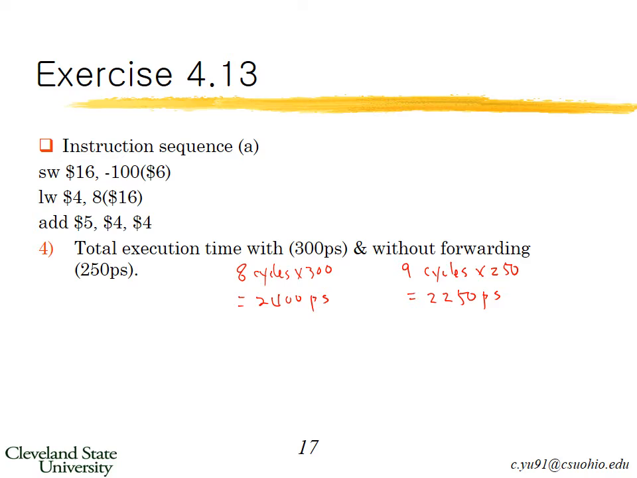So with the forwarding, because of that, we just have 8 cycles to complete those 3 instructions. And without the forwarding, because we need the 2 no operations, it becomes 9 cycles. So multiply with the cycle times, 300 picoseconds and 200 picoseconds. So that is the total execution time with and without forwarding mechanism.